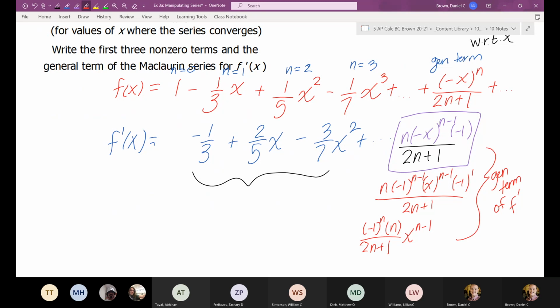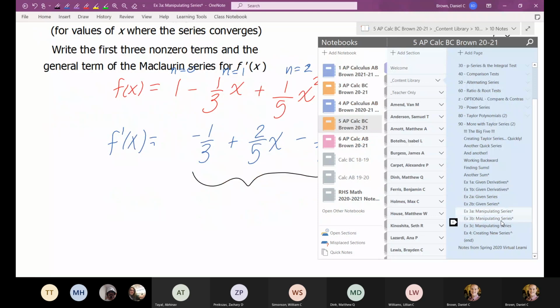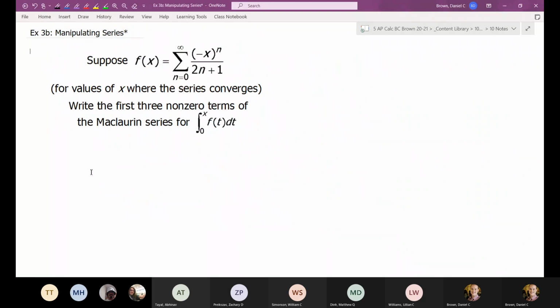Questions on taking the derivative of a power series? All right. If we can take the derivative, what else can we do? Take the integral, and this is where it gets fun. This is also where, when it starts getting complicated, just remind yourself that this is just a polynomial. It's a really fancy polynomial, but it is just a polynomial.